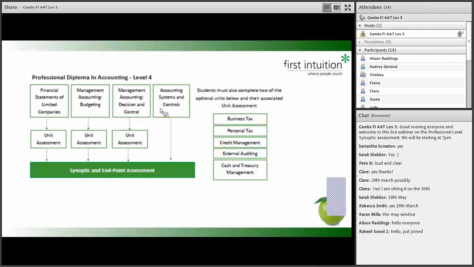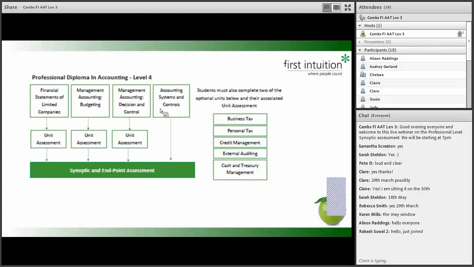In order to schedule and sit your Synoptic assessment, you must have at least attempted the exams for those other 3 core units, so the budgeting, decision and control, and financial statements of limited companies. You don't have to have received your results, you don't have to have passed these units, but you must have attempted those individual unit assessments. So all 3 of those papers have got their own individual unit assessment. Hopefully there's a few of you who are sitting soon, so hopefully you've passed all of those 3 units already, or are waiting for your results.